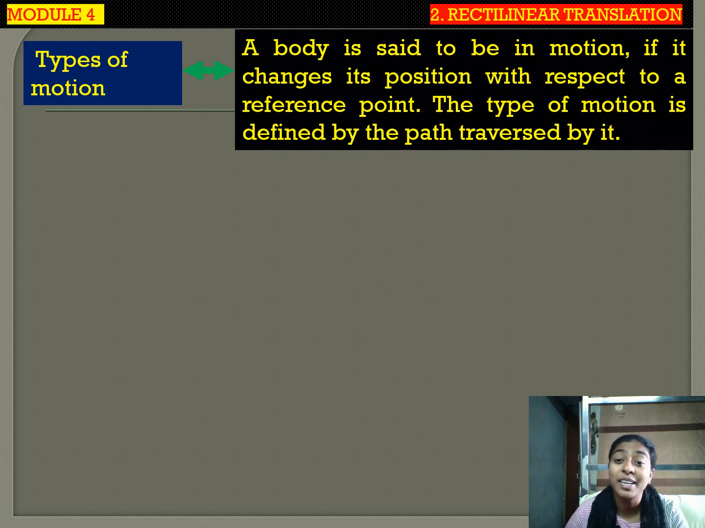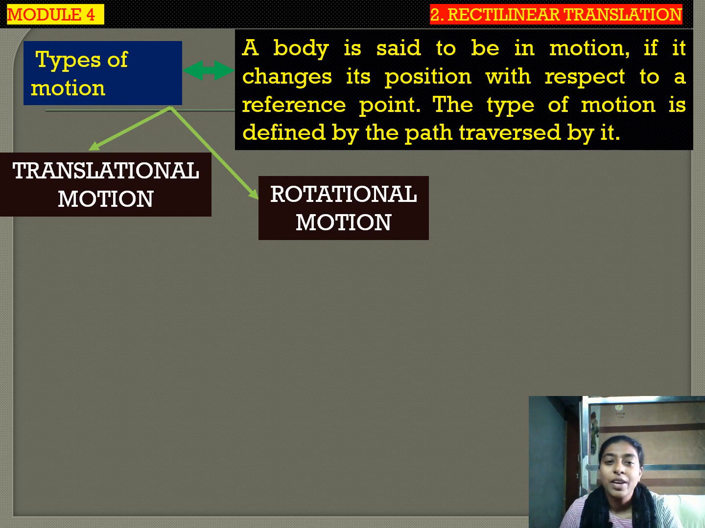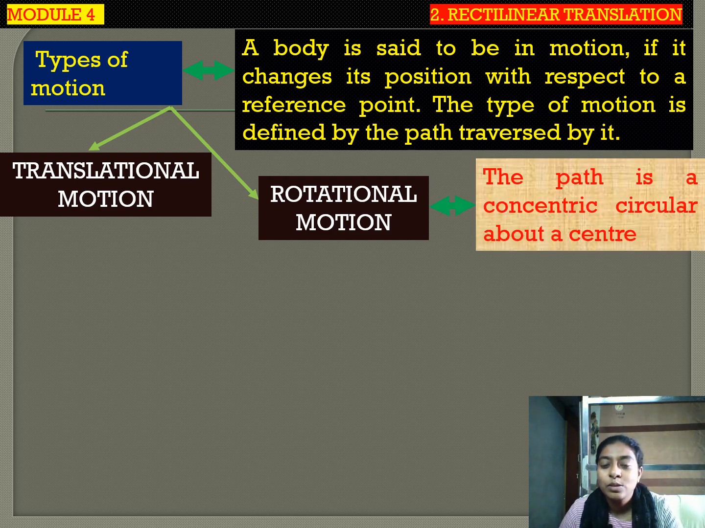So what are the different types of motion? We have translational motion and rotational motion. In general, motion is classified into translational motion and rotational motion. Translational motion moves in a straight path. Rotational motion moves with respect to some center. It will be a curvilinear motion, an angular motion. For rotational motion, the path is concentric circular about the center.